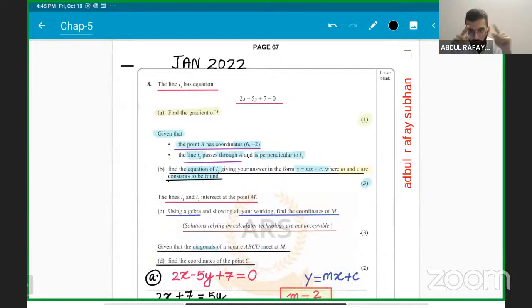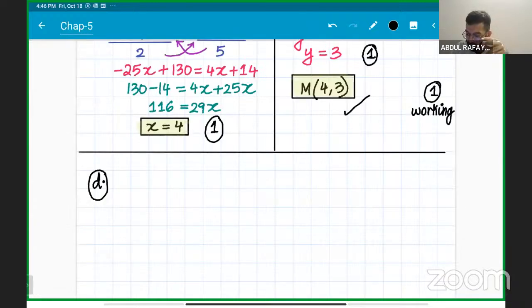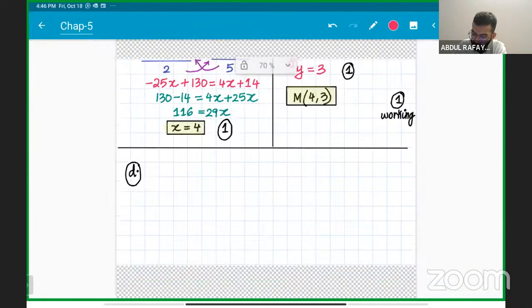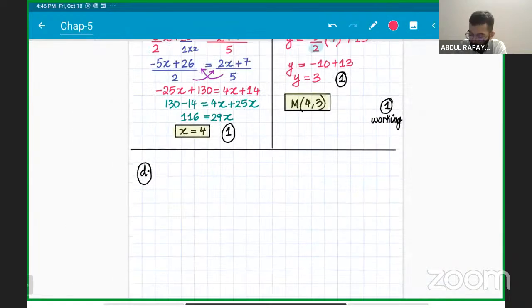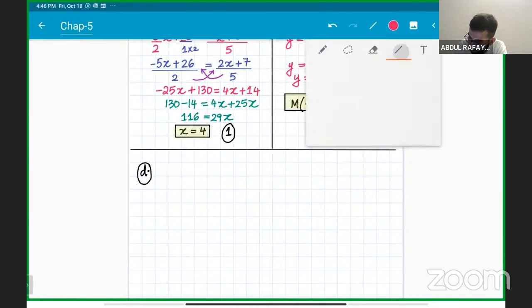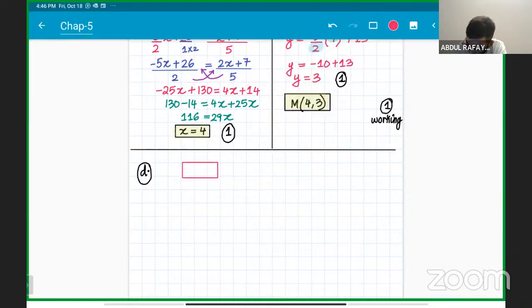The square is being formed, A, B, C, D. Everyone knows what is a square, but we only have A coordinate that is 6 comma minus 2, and we have the M coordinates that is 4 comma 3, which we have just found out. If students follow very carefully, they are trying to trick us, because B's coordinates are not given, D's coordinates are not given either. So just follow carefully how the square looks like. Let's imagine this is a square, okay, students, and let's imagine A coordinate is here, B coordinate is here, C coordinate is here, and D coordinate is here.